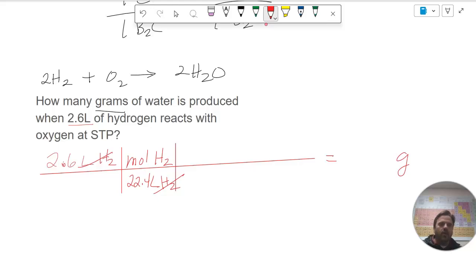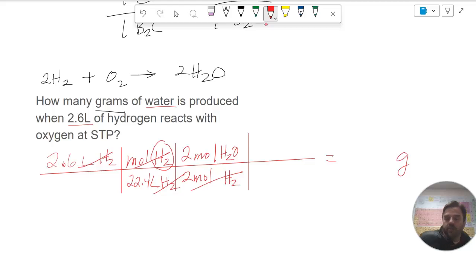Okay, so in this case, we know we're in hydrogen gas right now, but we want to figure out an answer in water. So what's the ratio? Well, the ratio is 2 moles of H2O for every 2 moles of H2 gas. Now we can cancel out moles of H2 gas. And we don't have to do our calculation yet, just keep it clean and clear.